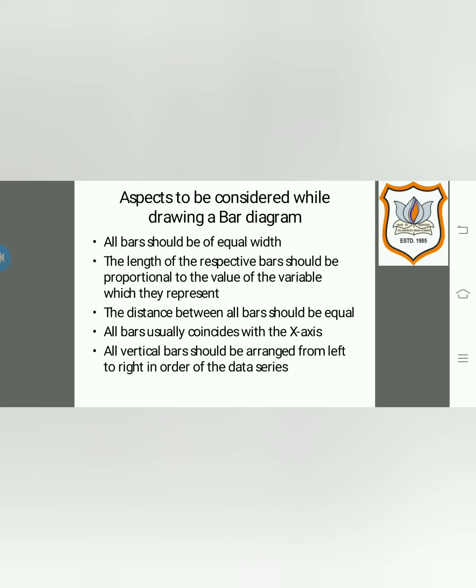However, as told earlier, in today's time, with the help of computers, horizontal bars are also being drawn instead of the vertical bars. Last point, all the vertical bars should be arranged from left to right in order of the data series. That means the first bar should represent the first value of the variable, and similarly the last bar should represent the last value of the variable, and this should go from left to right.